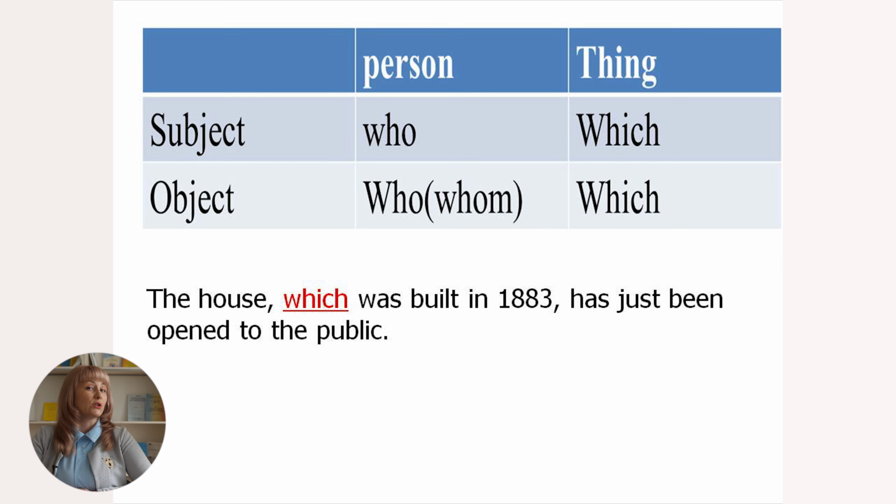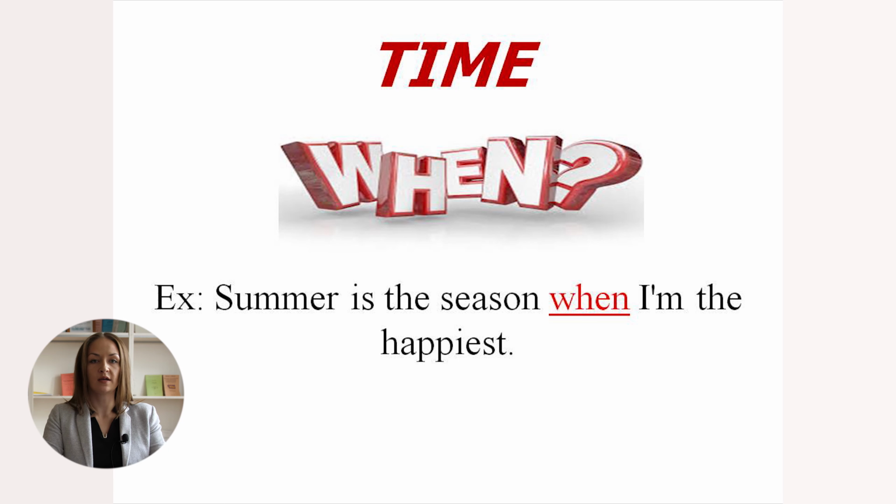The house, which was built in 1883, has just been opened to the public. We have used the relative pronoun which that refers to the house. There are some other words that you can use instead of who, which, and that. If you want to introduce a time, you should use the relative adverb when. Summer is the season when I am the happiest. We use the relative adverb when because we are introducing the season and showing the time.